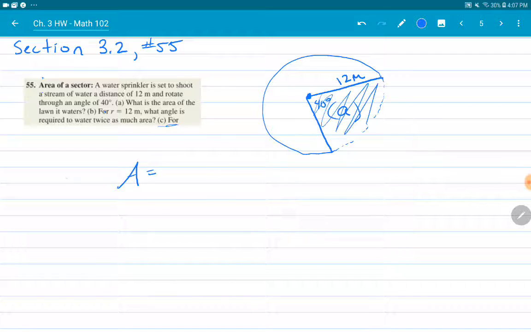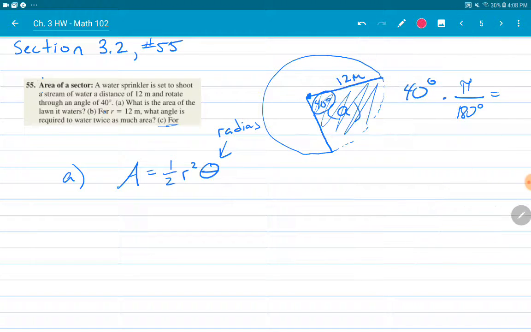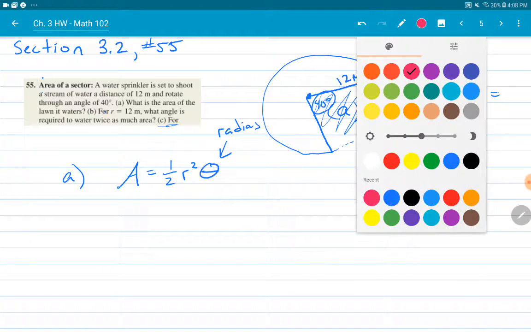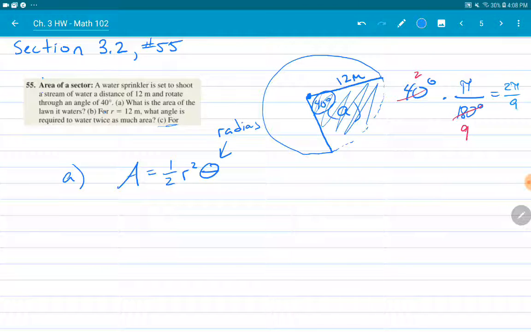So for part A, we're looking at the area of that sector. A equals 1/2 R squared times theta in radians. I have degrees, so I need to change that 40 degrees to radians by multiplying by the conversion factor of pi over 180 degrees, which gives me, let's see here, divide both of these by 20, I get 2 and 9. Okay, so that gives me 2 pi over 9 radians.